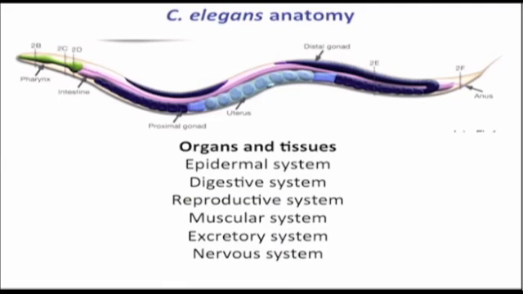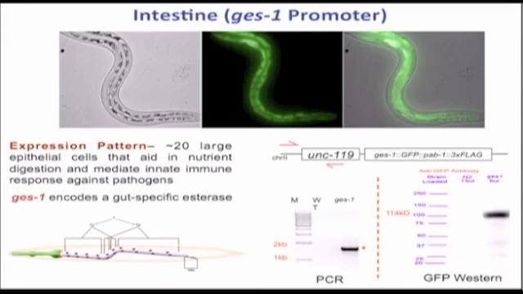So that's what we decided to do: identify tissue-specific promoters for genes that are expressed specifically in one tissue and confer identity to that tissue. We decided on epidermal, digestive, reproductive, muscular, excretory, and nervous system. And we ended up producing 8 lines.